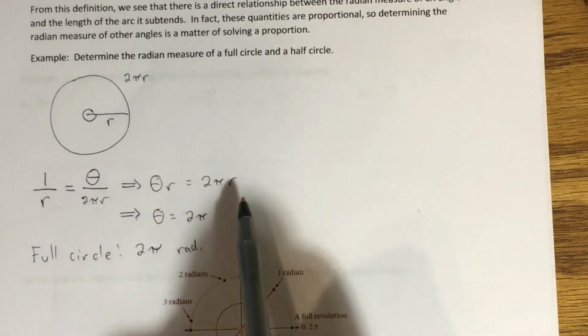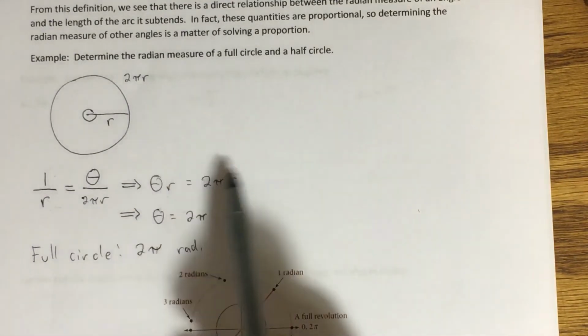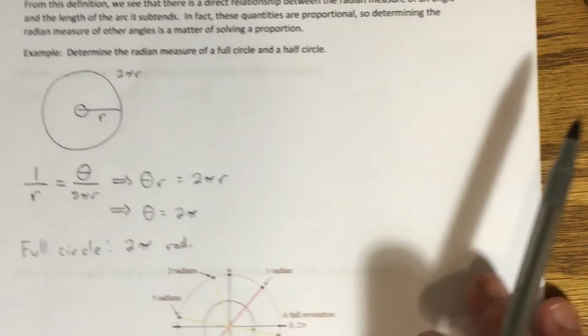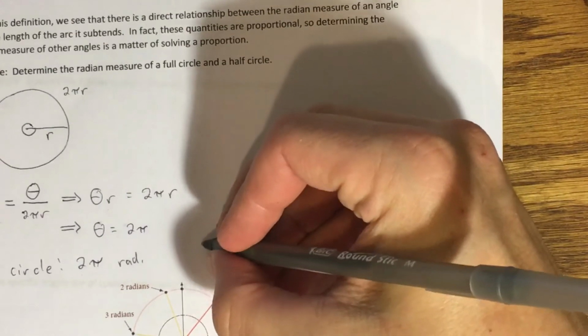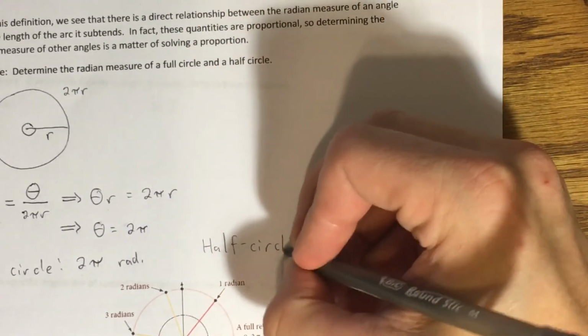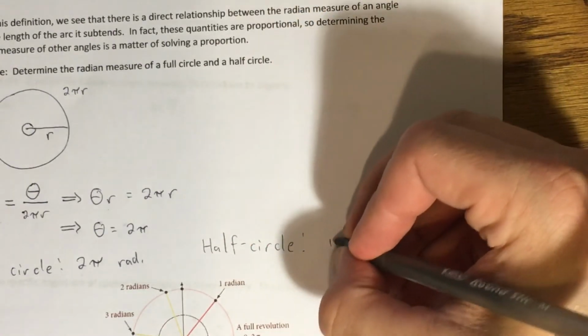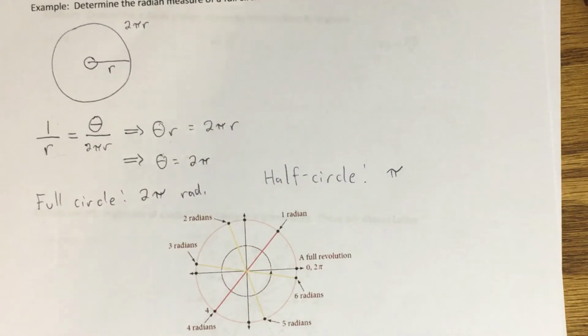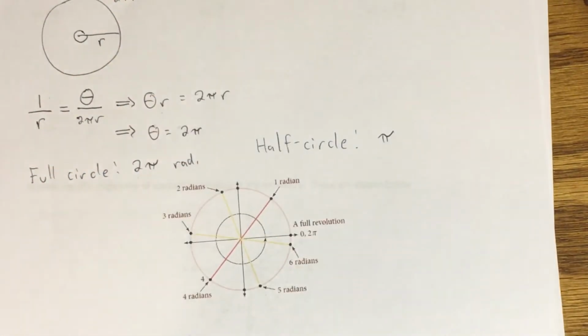What then would be a half circle? Well, I don't need to go and create a new proportion to solve for that. If a full circle is 2 pi radians, then a half circle should be exactly half of that. Half circle would be half of 2 pi, which is just pi. Notice this time I'm not writing the rad. I don't really need it. It's clear that I'm talking about radians.